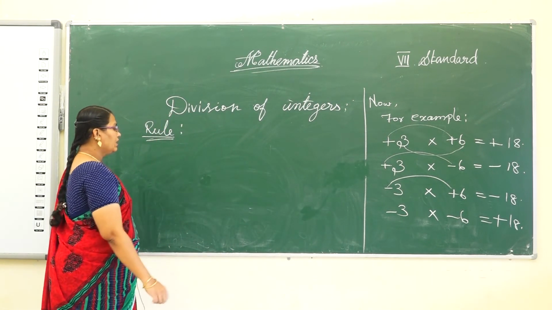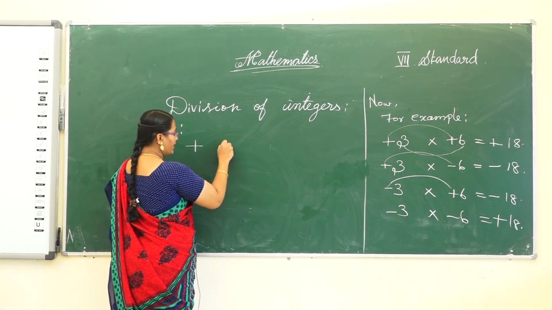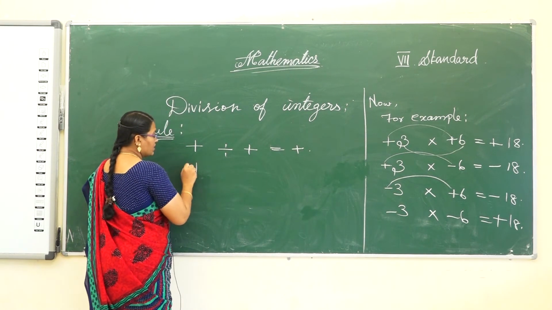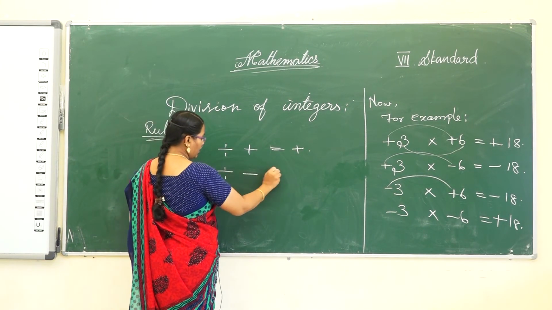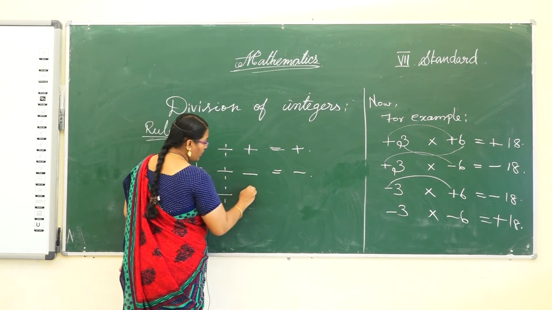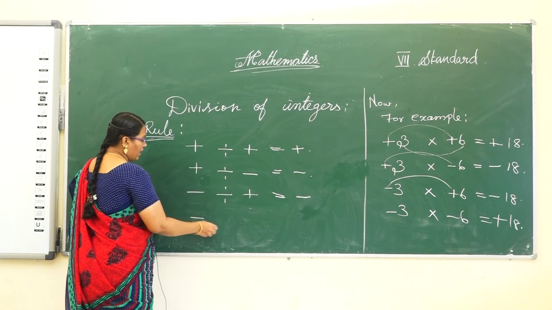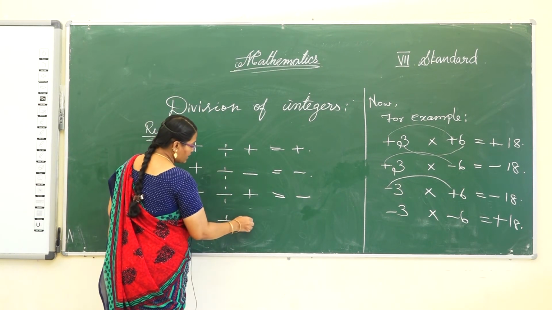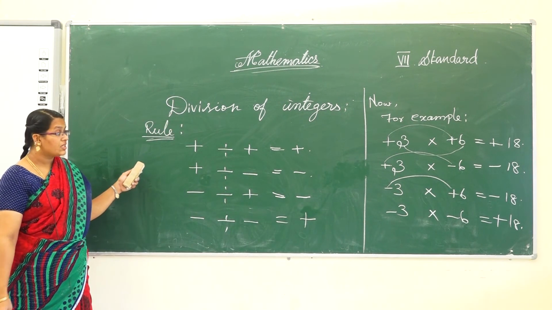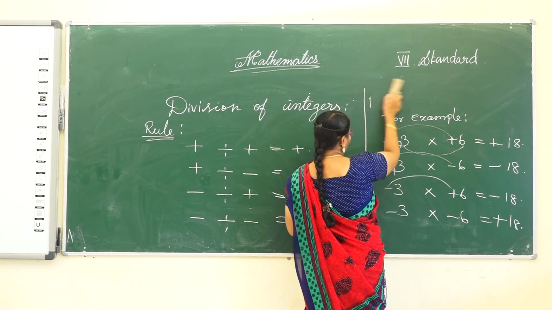Division of integers. Here also the same rules are followed. A positive value divided by a positive value, we get a positive value. A positive value divided by a negative value, we get a negative value. A negative value divided by a positive value, also we get a negative value. Two negative values divided, we get a positive. That is the rule for the division of integers. Now see an example for division of integers.